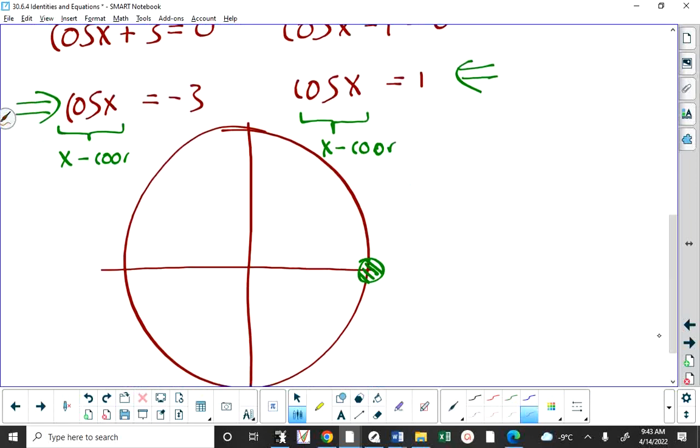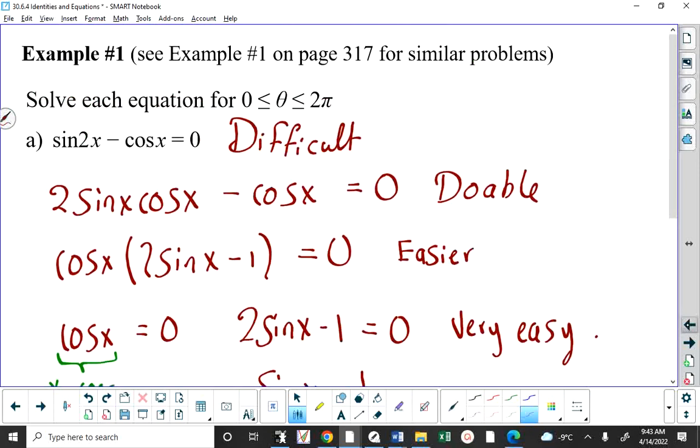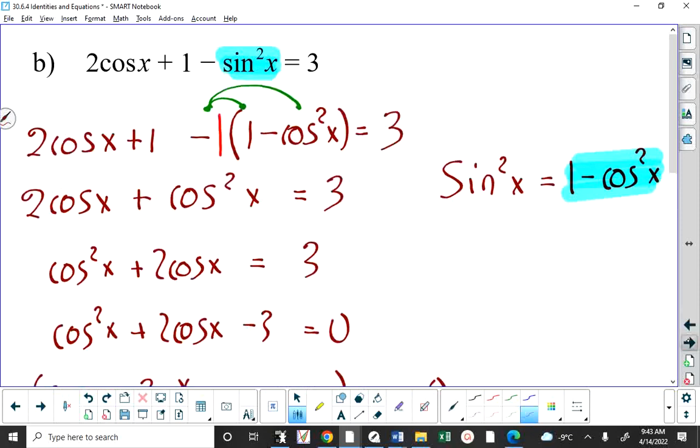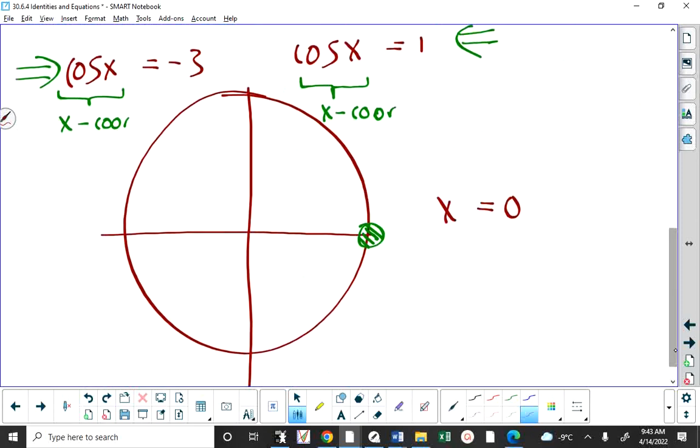The answer is that x is equal to 0 or 2 pi, but I need to look carefully at what my domain said, like where are the equals to in my domain. Oh, x can be equal to 0 and x can be equal to 2 pi, which means we have two solutions. Any questions with B?